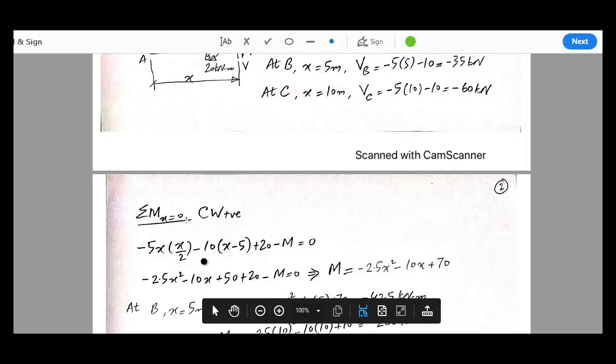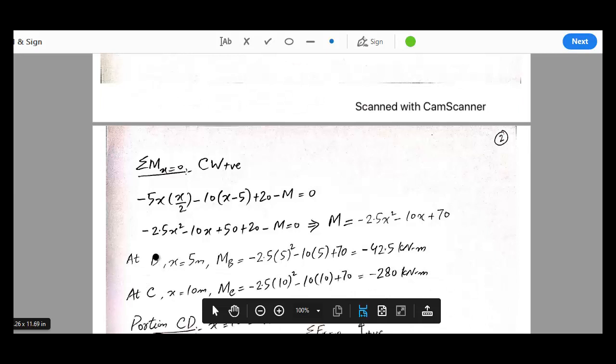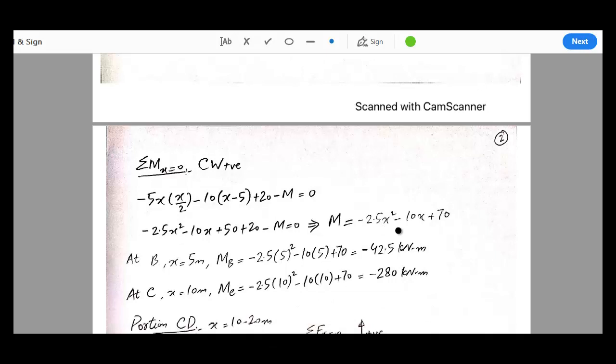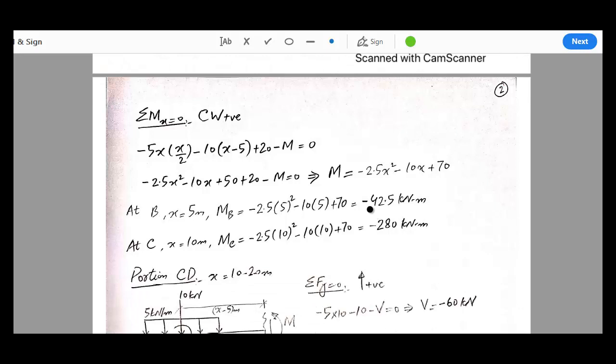Now if we rearrange this equation, we solve it, what do we get? We get m is equal to minus 2.5 x square minus 10x plus 70. X is involved in this equation, so it means that we need to calculate the value of moment separately for point B and point C.